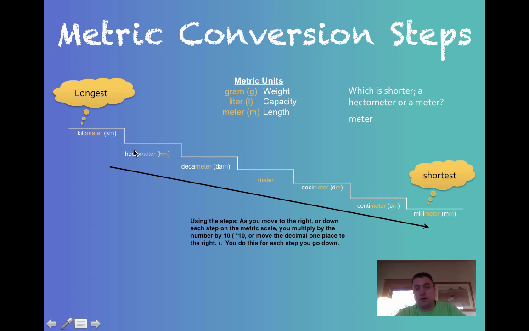If I have 1 hectometer and I have 1 meter, hectometer is going to be 100 times bigger because I'm going up 2 steps, okay? This is going to be 100 times bigger than a meter. In other words, it's going to take 100 meters to equal this, all right?